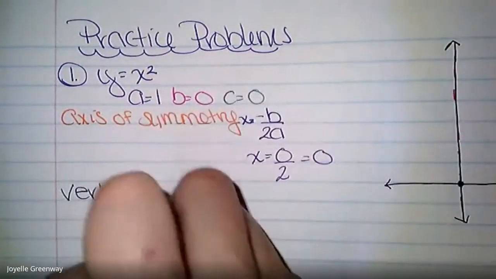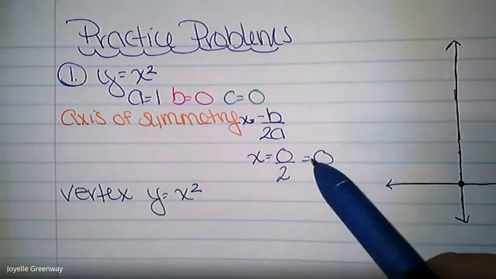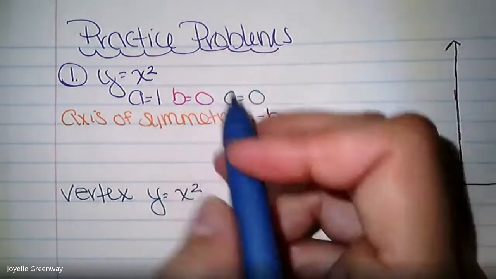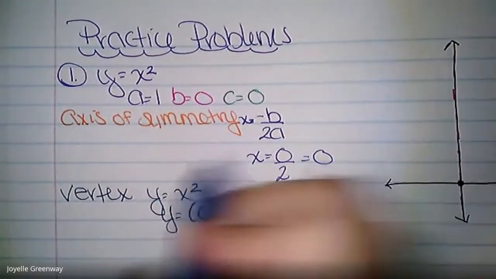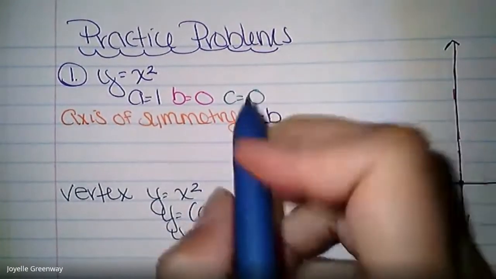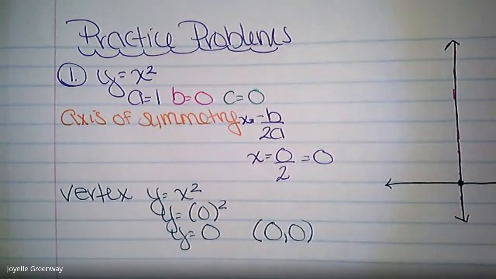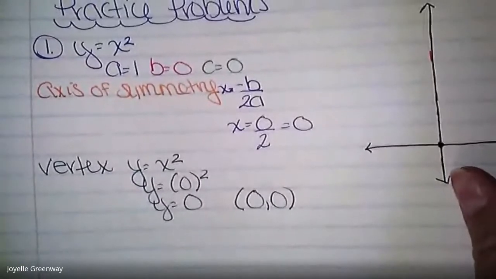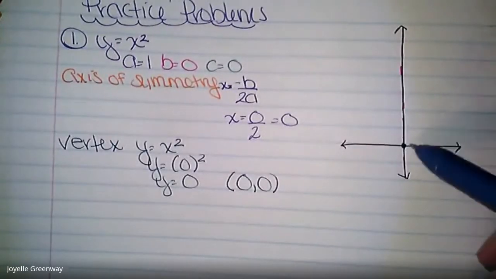So I have y equals x squared. Well, x is 0. I just found that, right? This is your x value of your vertex. So y is equal to 0 squared. So y is also 0. So your vertex is 0, 0. So it's at your origin. So now I know that my parabola opens up. So I have a minimum value. And my minimum value is the origin.